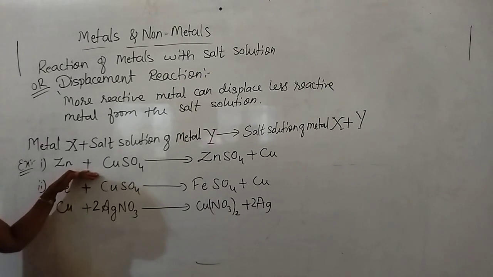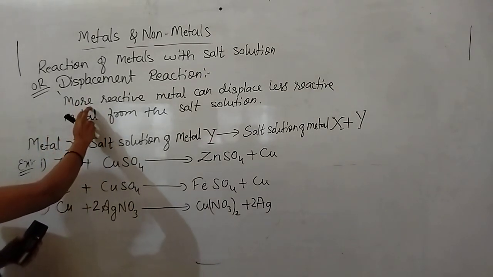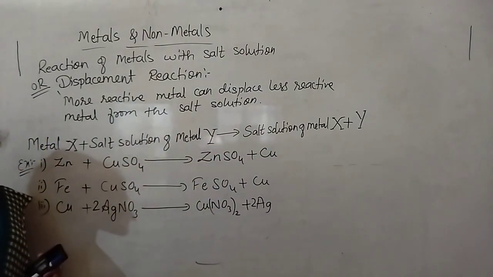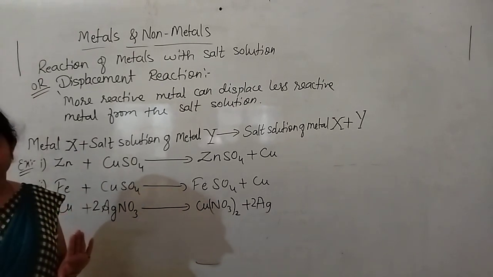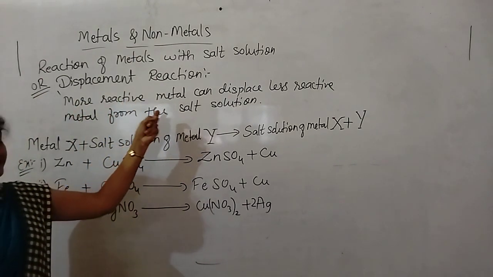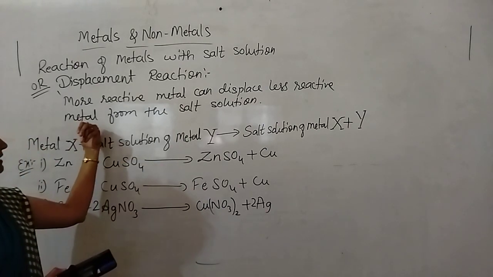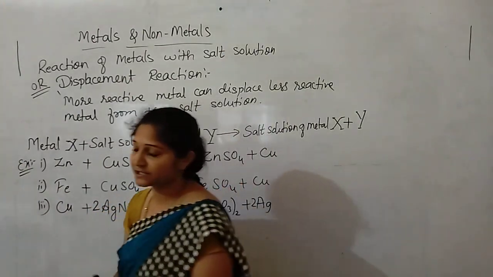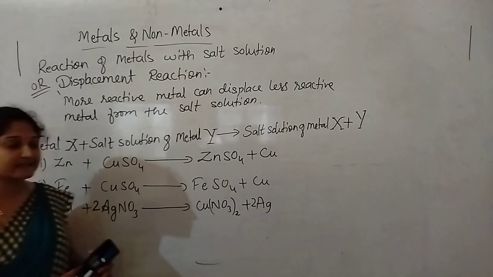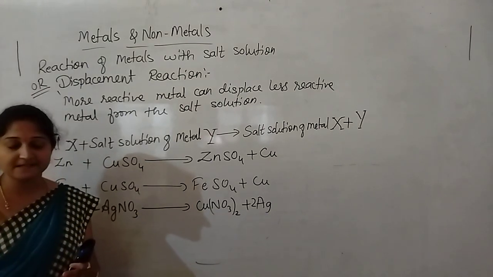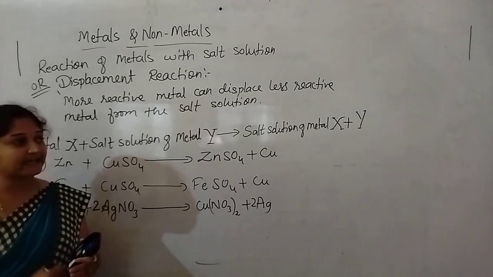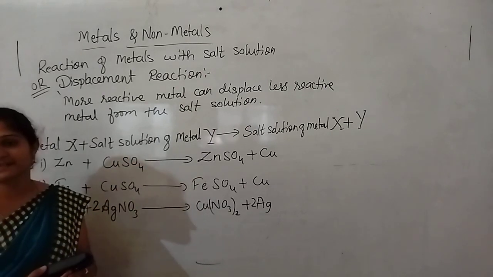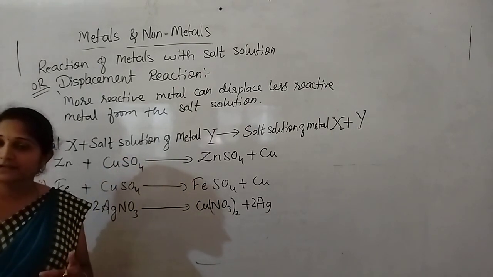So what happens in this reaction? Whenever a metal reacts with a salt solution of another metal, a displacement reaction takes place. A displacement reaction is nothing but the more reactive metal displacing the less reactive metal from the salt solution. You may ask, how do we know which is more reactive and which is less reactive? There is a series where metals are arranged in order of their reactivity, called the activity series or reactivity series.